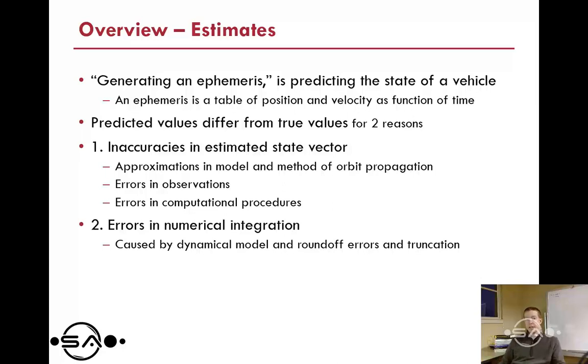So having that position and velocity, predicting those positions and velocities at an epoch over time, and creating a table of that position and velocity as a function of time is actually called generating an ephemeris. So an ephemeris is a table of the position and velocity of that satellite at some time t.